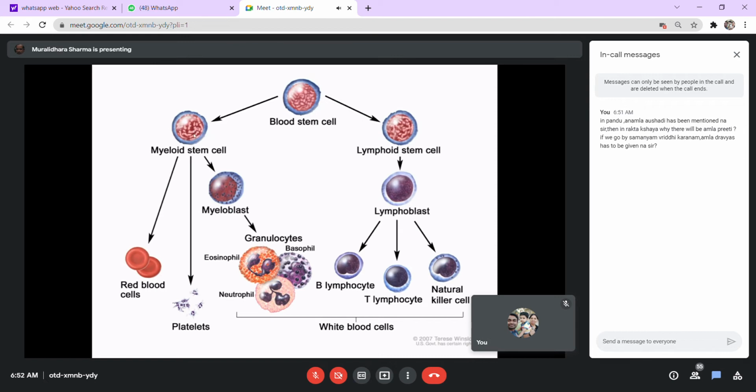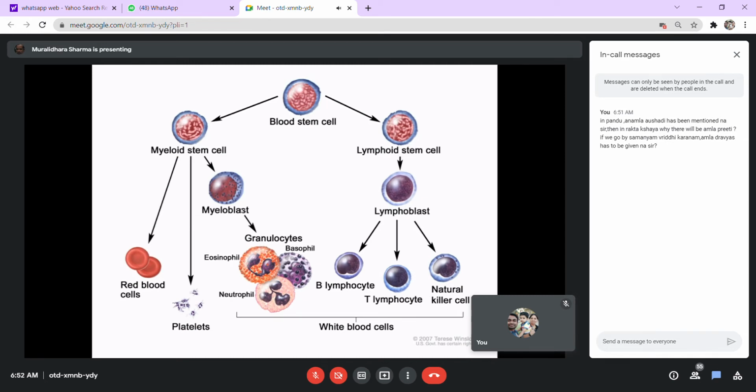Myeloid series are those which originate from the blood bone marrow, whereas lymphoid are the cells which originate from the lymphoid system. Now, the cells which originate from the bone marrow, they are mainly from the bone marrow cells. We will have myeloblasts, it will be hemocytoblast, and hemocytoblast develops into a RBC, red blood cell.